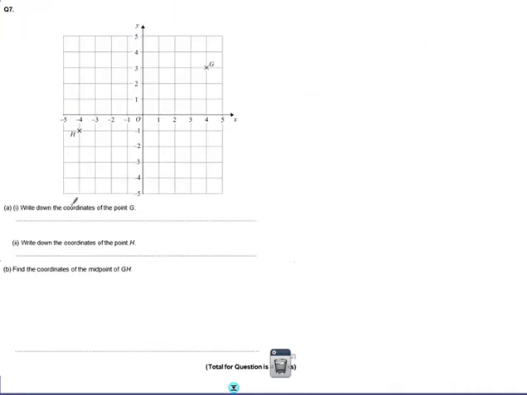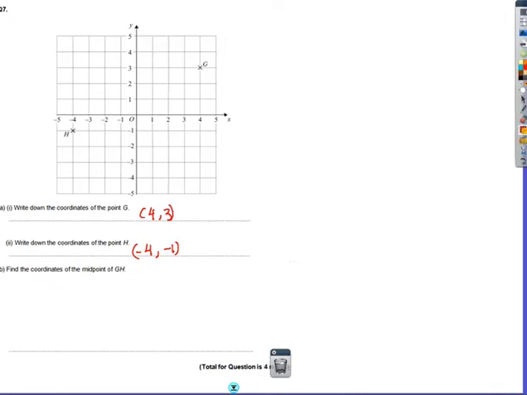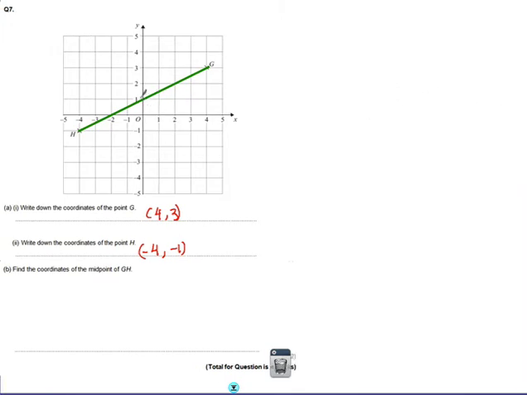Okay, question 7, write down the coordinates of G, 4, 3. Write down the coordinate of H, -4, -1. Find the coordinate of the midpoint GH. Well, here is the line GH, and the middle of this line is right over here. Midpoint is 0, 1.